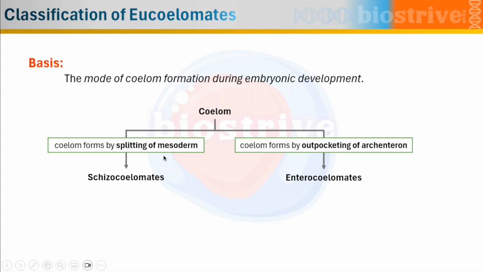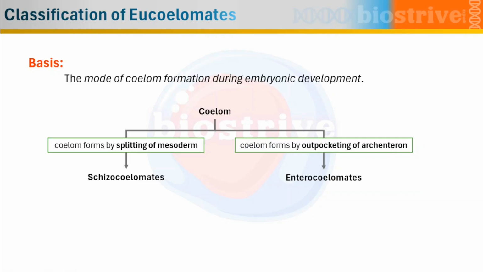Whereas in some organisms, the coelom is formed by the outpocketing which occurs in the cells of the archenteron, and the archenteron itself is a part of the endoderm, but the cells which are outpocketing will be converted to mesoderm so that the coelom will be formed.